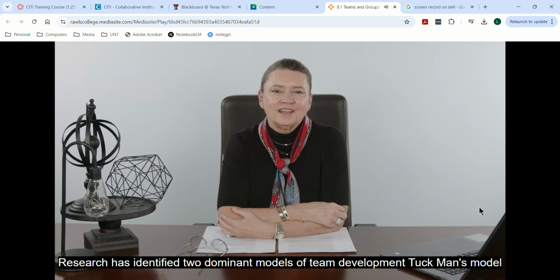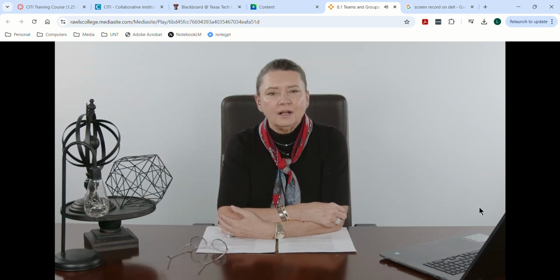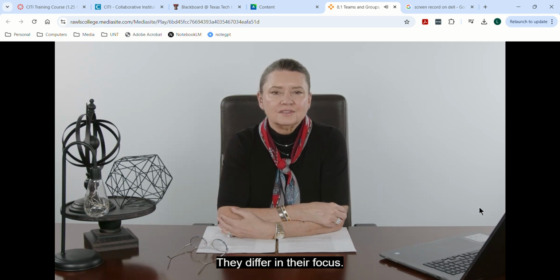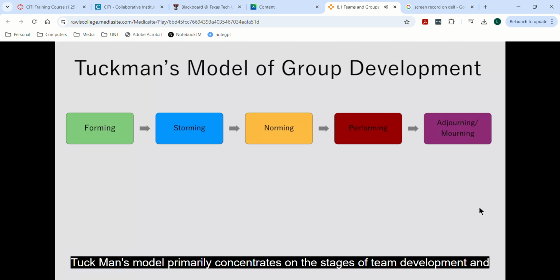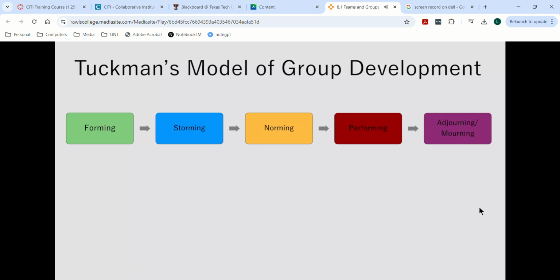achieve the project's objectives. Research has identified two dominant models of team development, Tuckman's model and the punctuated equilibrium model. They differ in their focus, structure, and application. Let me provide a comparison and contrast of the two. Tuckman's model primarily concentrates on the stages of team development and how teams evolve over time.